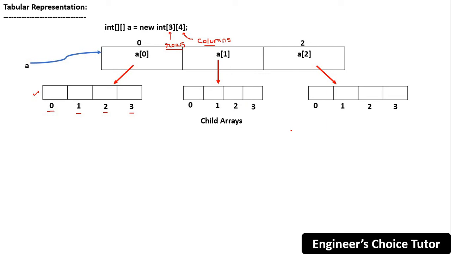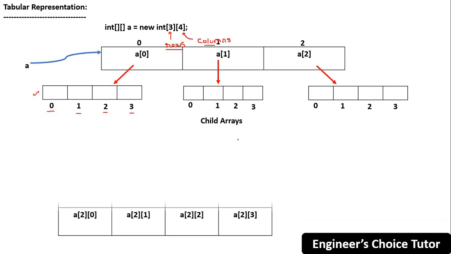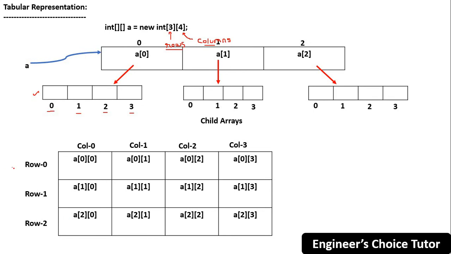So how can you represent this in tabular format? Let me show you. This is the tabular format. See, we have a total of 3 rows: row 0, row 1 and row 2. We have four columns: column 0, column 1, column 2, column 3. Just for your ease, let me show you one thing. This first child array is nothing but row 0, completely, these things, right? Because see, a of 0, and this is also the 0th index.